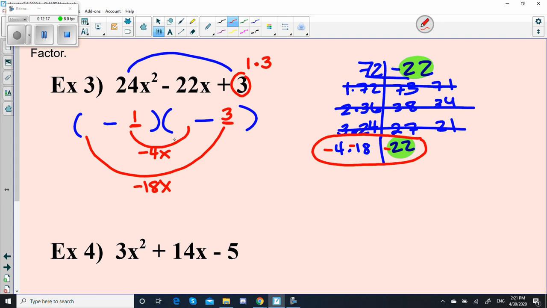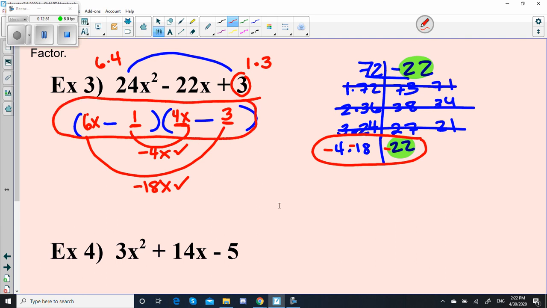Okay, so now once I get the first two in there, now I know that 3 times something is going to give me 18. So I'm going to put my 6x here. 6x times negative 3 is negative 18x. That one checks off. So now I have to figure out 6x's partner that has to go right here that will equal 24x. So 6 times 4 is 24. So let's try 4x right here and see if that works. So 4x times negative 1 is negative 4x. So that is the factored form of that trinomial. And again, if I wasn't sure and I wanted to check it, I could FOIL it.